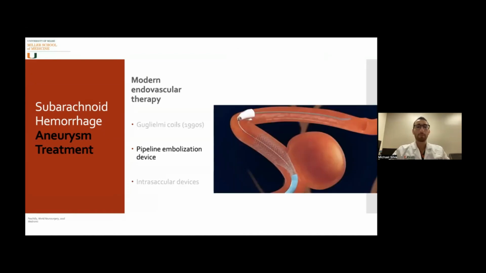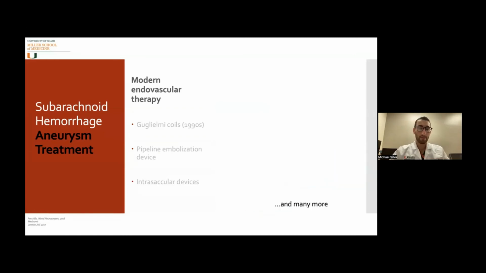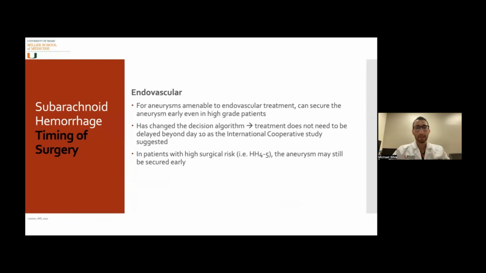There are other things like the pipeline embolization device. The idea is flow diversion diverts blood flow away from the aneurysm sac and through the parent vessel so that the aneurysm sac can thrombose. And the idea of flow diversion is that perforating vessels off of the parent artery remain perfused if there's high flow through those branches. And there are a number of other technologies. There are intrasaccular devices and many more. I think Dr. Stark gave a talk on these technologies in recent years. So this is a topic for another grand rounds.